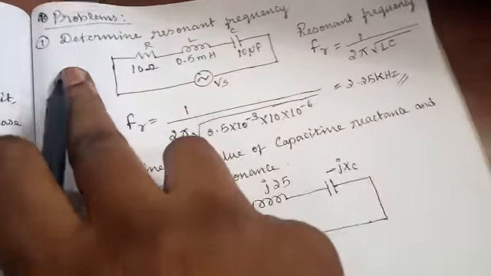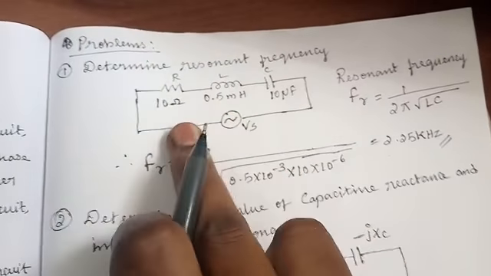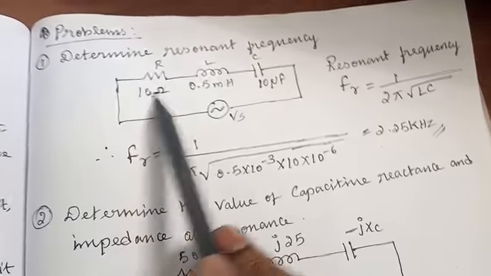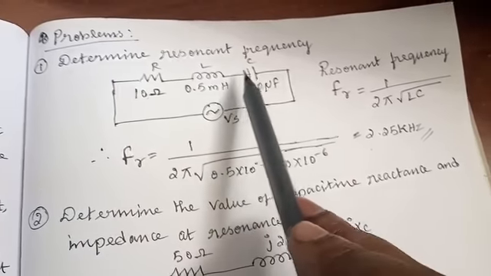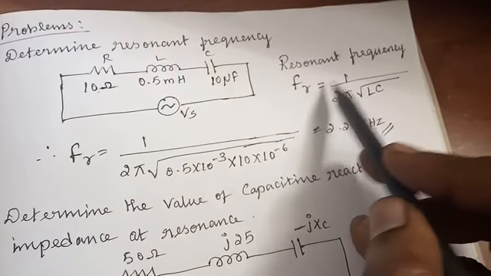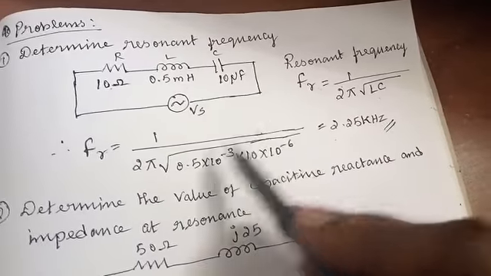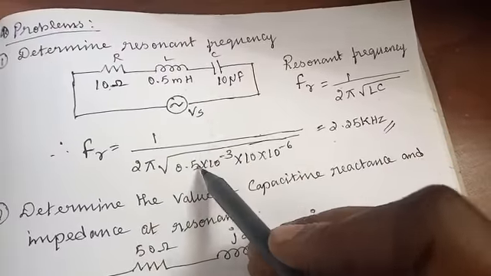We'll see some small problems here. First problem: determine the resonant frequency for the given circuit. The R value, L and C, all three are given, and you are supposed to find the resonant frequency. We already know the formula: fR equals 1 by 2 pi root LC, which we just derived. So substitute the values of L and C here.